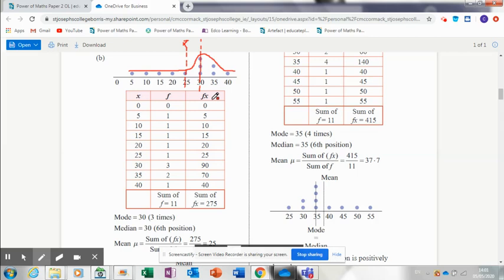Okay? Mode and median. So you just write mode equals median. Okay? And you can see it's negatively skewed, and in a negatively skewed graph, the mean is always less than the median.